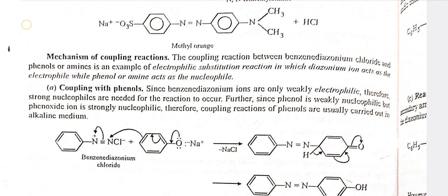Coupling with phenol. Since benzene diazonium ions are only weakly electrophilic, therefore strong nucleophiles are needed for the reaction to occur. Further, since phenol is weakly nucleophilic but phenoxide ion is strongly nucleophilic, therefore coupling reactions of phenols are usually carried out in alkaline medium.